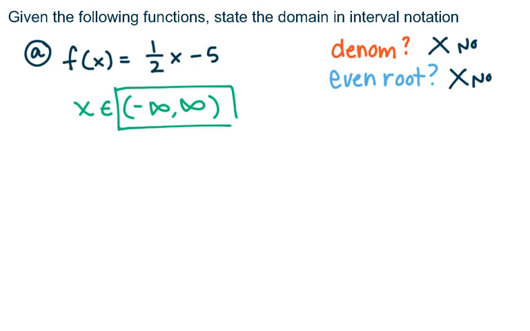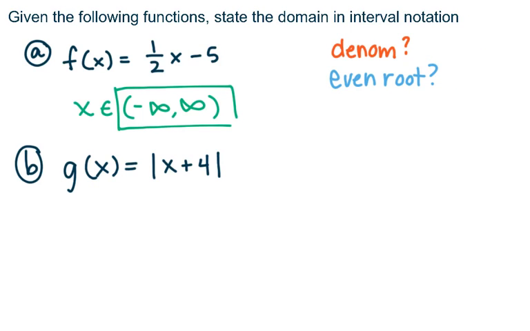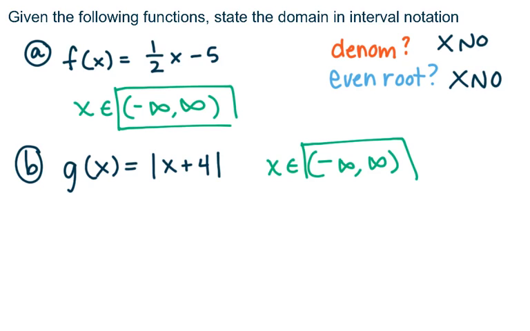All right, let's look at another example. Here we have g of x equals the absolute value of the quantity x plus 4. Again, we ask the question, do we have a variable in the denominator? The answer is no. Do we have a variable under an even indexed root? And the answer is no. Again, if the answer to both of these questions is no, that means the domain is the set of all x numbers that lie between -infinity and +infinity, or rather all real numbers.